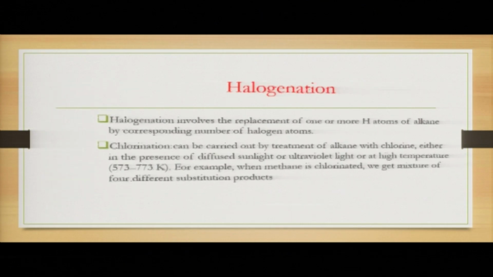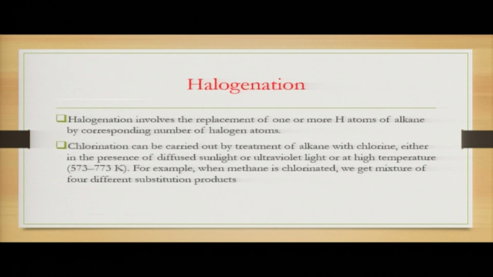So the other reaction that we need to discuss is halogenation. Remember I said these compounds are less reactive, but under certain conditions, they can react to form other compounds. So halogenation is the addition of halogen. Halogens are group 7 elements.